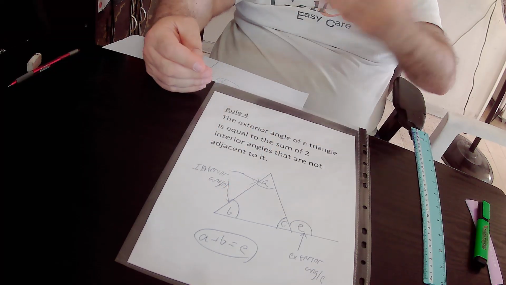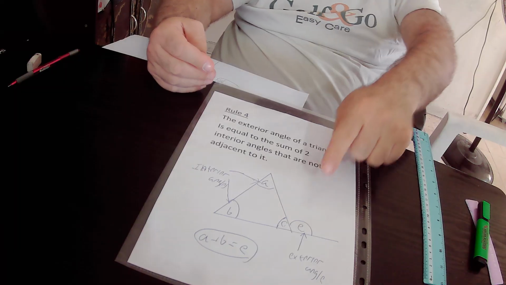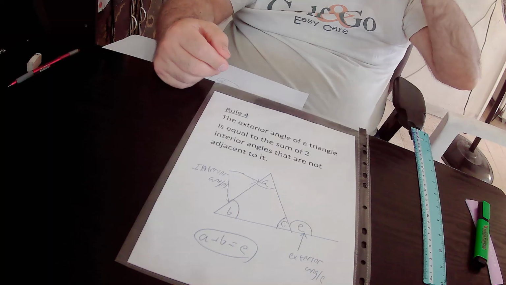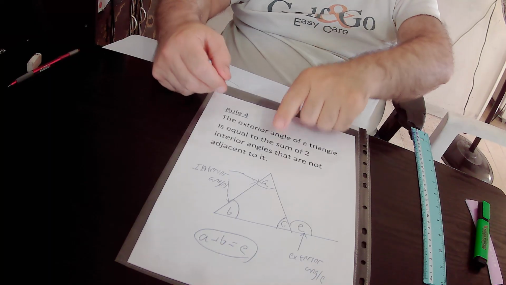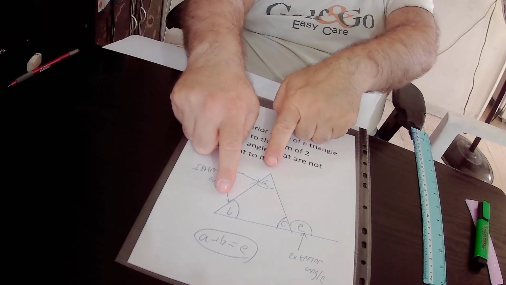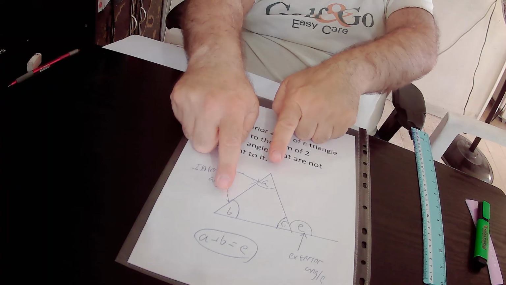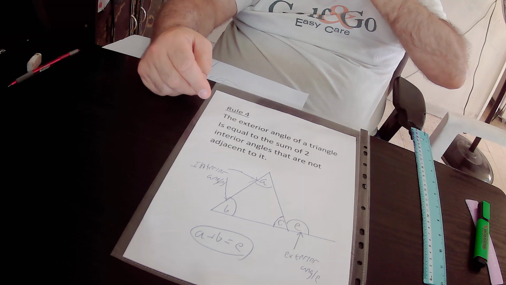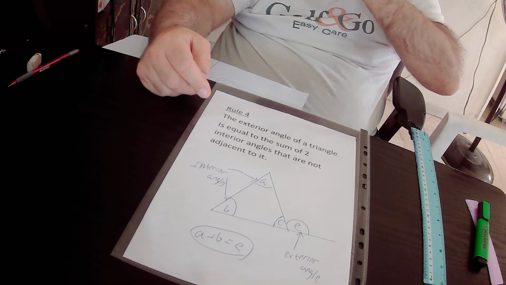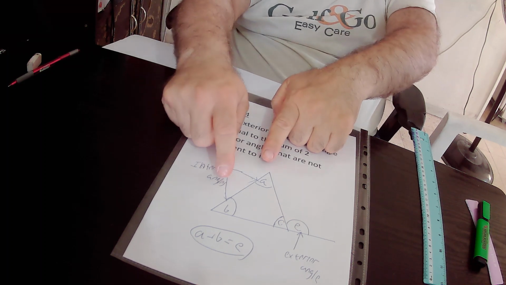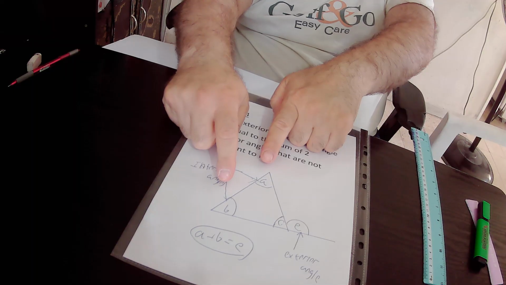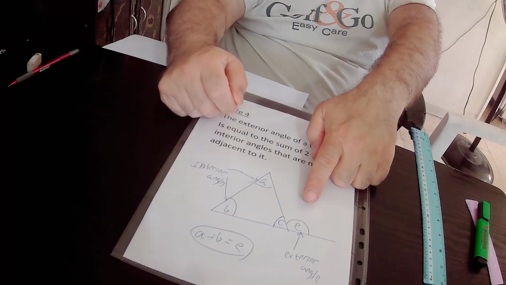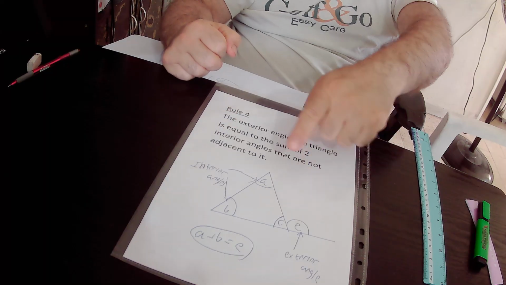And according to this rule 4, the size of the exterior angle E is equal to the sum of the two interior angles that are not adjacent to it. That is to say, it equals A plus B. So angle E equals angle A plus B according to this rule 4. Why? Because A plus B is the sum of the two interior angles that are not adjacent to angle E.